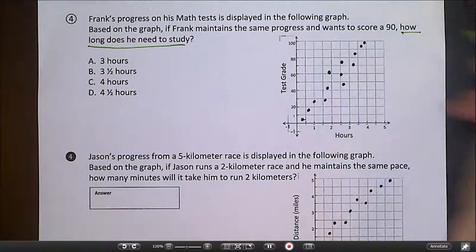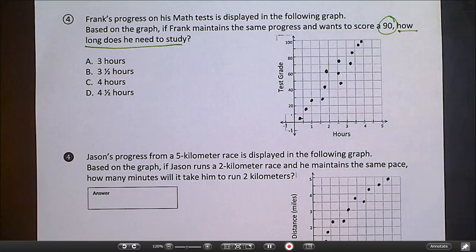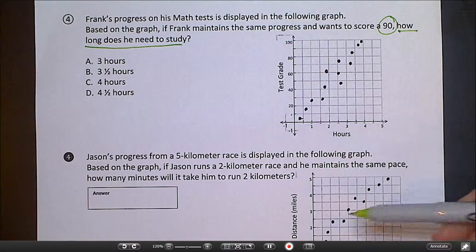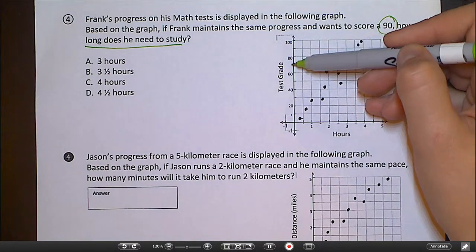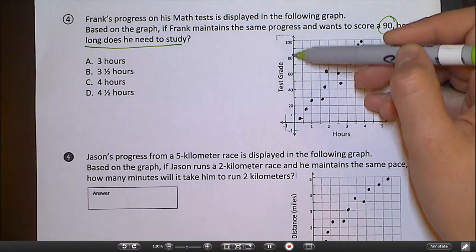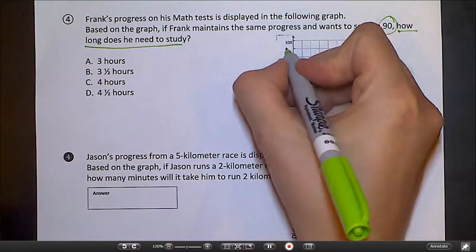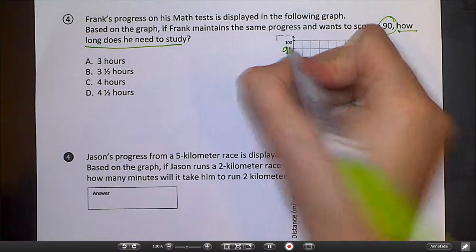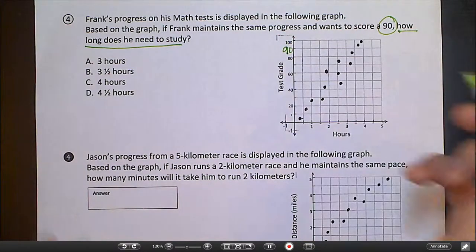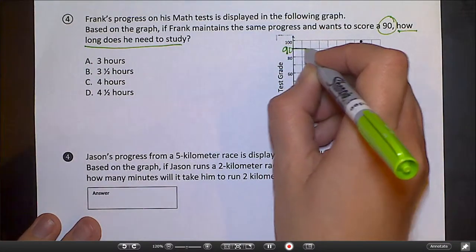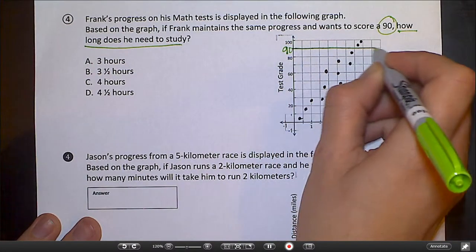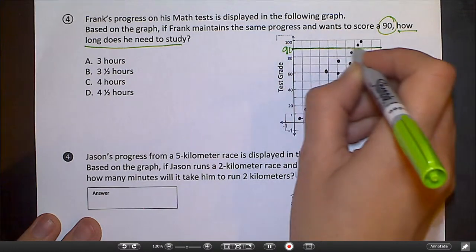Okay, so that's our question. How long does he need to study to score a 90? So what I'm going to do is find 90%. His test grade to be a 90 would be halfway between 80 and 100. So this is a 90. And so I'm going to just kind of emphasize this line right here. This is a 90.